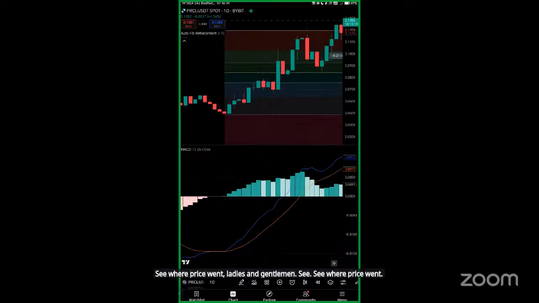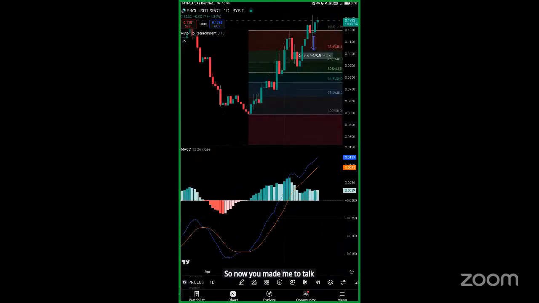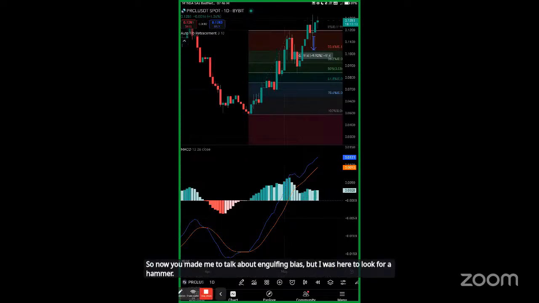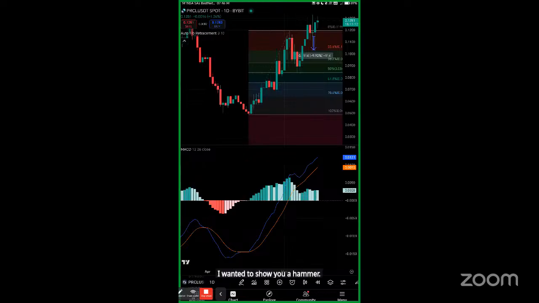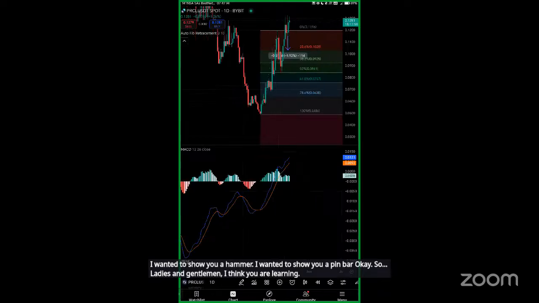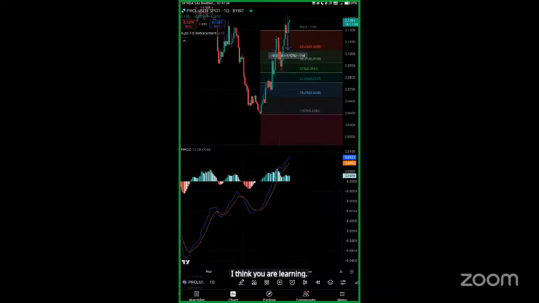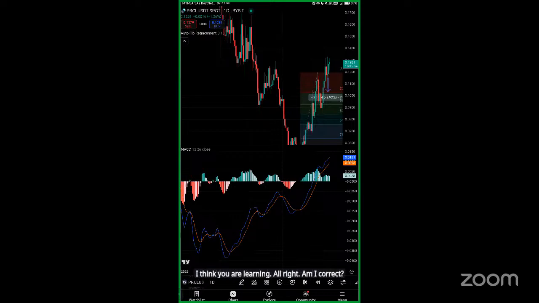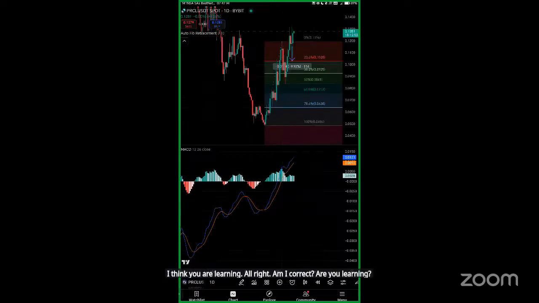So now you made me talk about engulfing bars, but I was here to look for a hammer. I wanted to show you a hammer. I wanted to show you a pin bar. Okay? So, ladies and gentlemen, I think you are learning. Am I correct? Are you learning as we are ending on a pin bar? We are ending on hammers today.